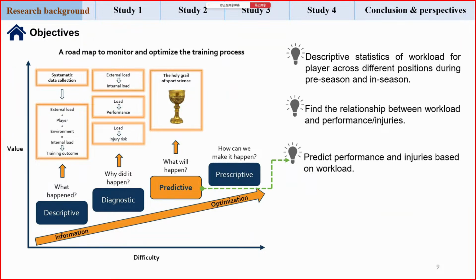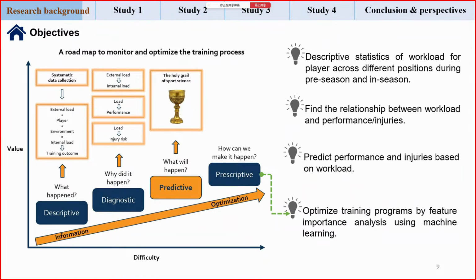In the predictive phase, we address what will happen by predicting performance and injuries based on workload. And during the prescriptive phase, we answered the question, how can we make it happen, by optimizing training programs by feature importance analysis using machine learning.